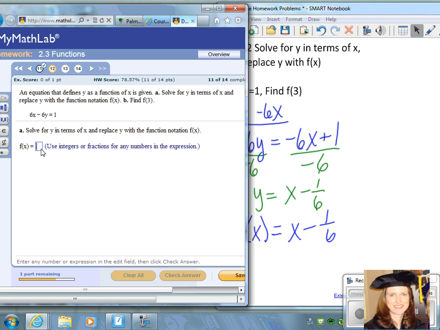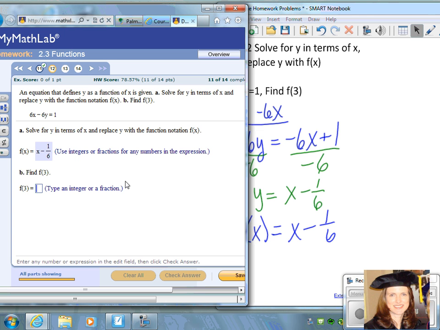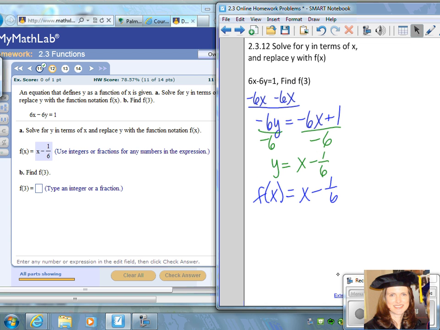And we get x minus 1 over 6 as our function f of x. Part B, we want to evaluate this function at 3, for x equal to 3. F of 3 is equal to 3 minus 1 over 6. You can use a calculator here and write the answer as a fraction, or you can get a common denominator.